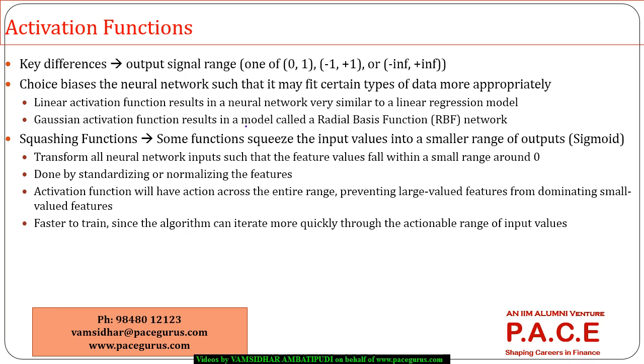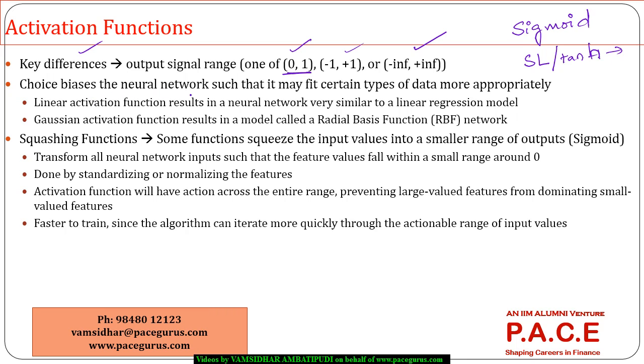As we have seen, the key difference is that for some of them the output signal range is between 0 to 1. Especially in case of sigmoid, the output range is between 0 to 1, whereas in case of saturated linear or even hyperbolic tangent, the range is between minus 1 to plus 1, and in case of Gaussian or linear, we find the output range to be between minus infinity to plus infinity. So that's the major difference across the different models.